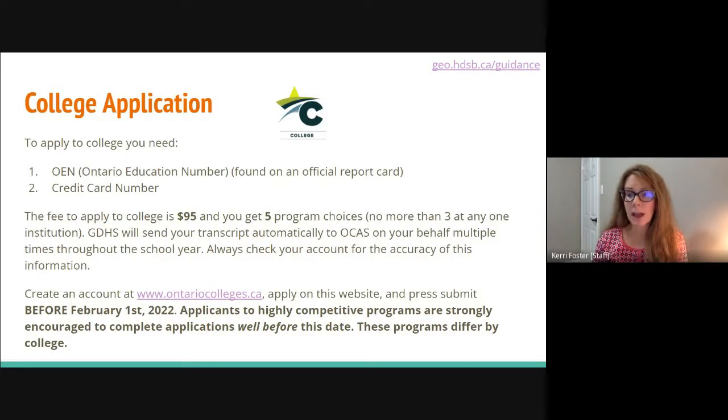The deadline to apply is February the 1st for Ontario colleges, but we do encourage students to apply earlier than that. If you can get your application in before the winter break, that's fantastic. And all of the colleges do also make a note that if your student is applying to a highly competitive program, such as firefighting or paramedic, for example, be sure to get that application in well before the February 1st cutoff date.